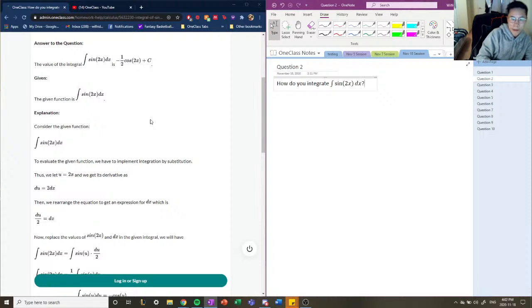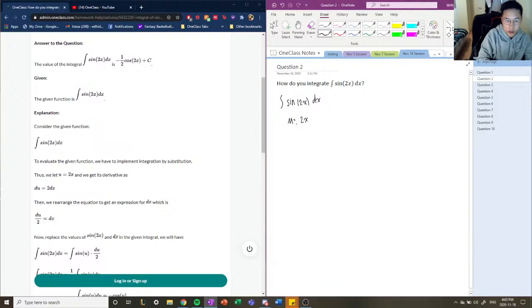So let's just write this down here. Let's say we have the integral of sine 2x in terms of dx. Let's say that u equals 2x. You can see here again, we have a function within a function. So we want to simplify this function and be able to derive it in a simpler way and then sub back in our values.